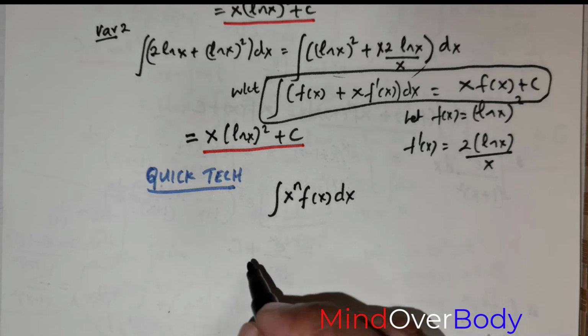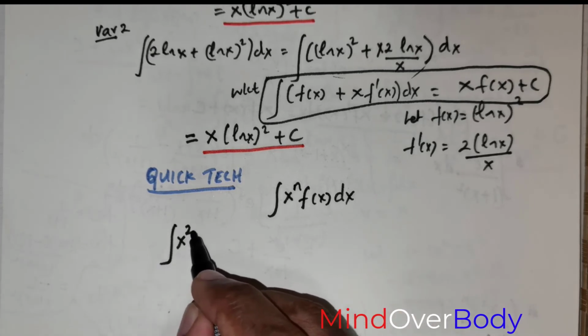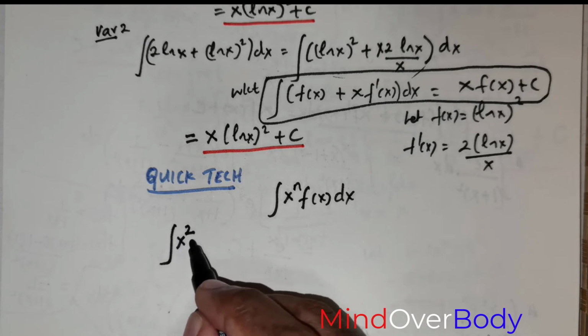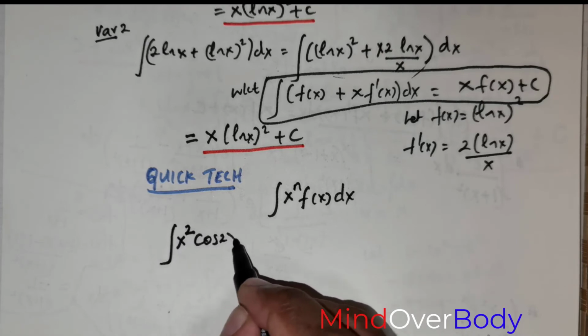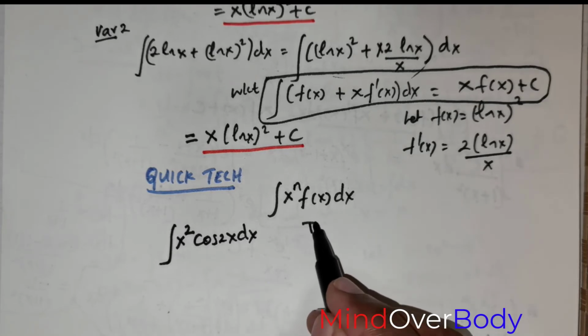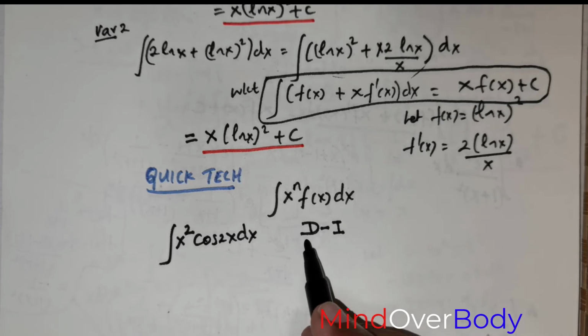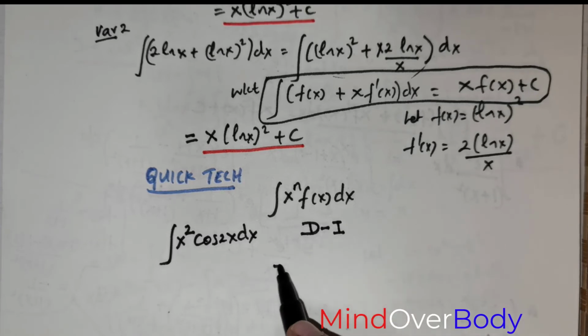So that is quite tedious. So this method which I'm going to show you will simplify everything. Now we are given the integral of x squared times cos 2x dx. What we have to do is use what is usually called the DI method, so we will have to use differentiation and integration.